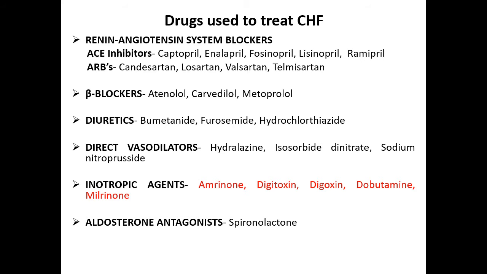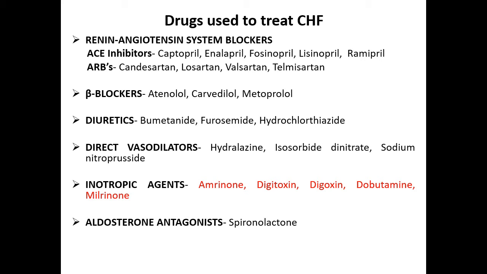Now coming to the drugs used to treat congestive heart failure. Basically there are seven classes of drugs used. The first is renin-angiotensin system blockers. First are ACE inhibitors, that include captopril, enalapril, fosinopril, lisinopril, and ramipril. The second class is angiotensin receptor blockers, or ARBs, that include candesartan, losartan, valsartan, and telmisartan. And the third class is beta blockers, in which atenolol, carvedilol, and metoprolol are basically used.